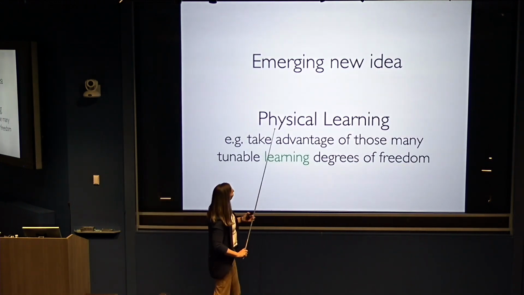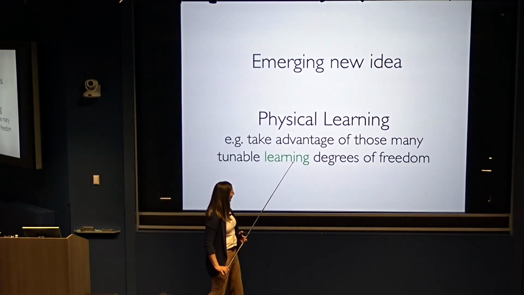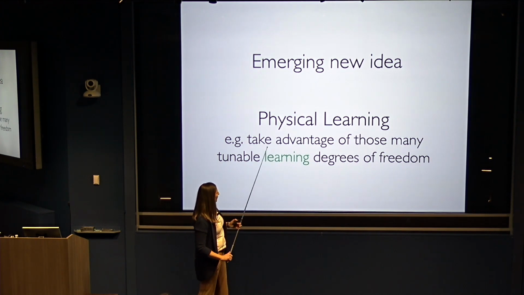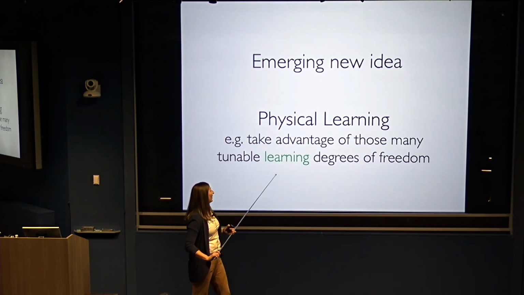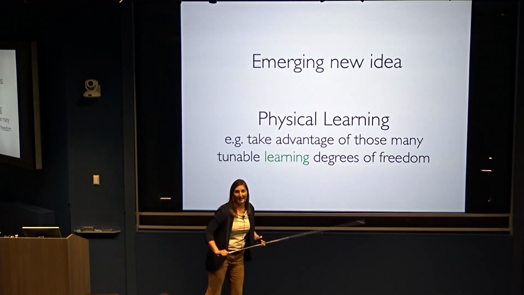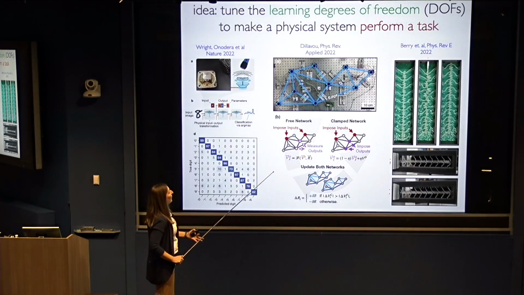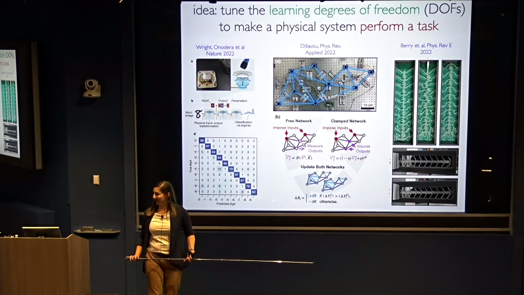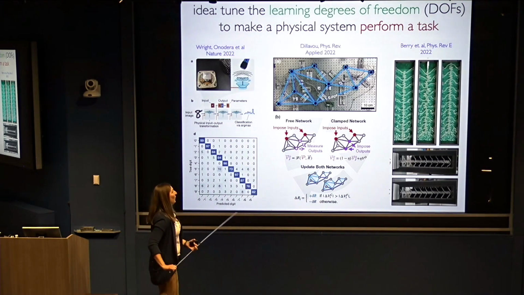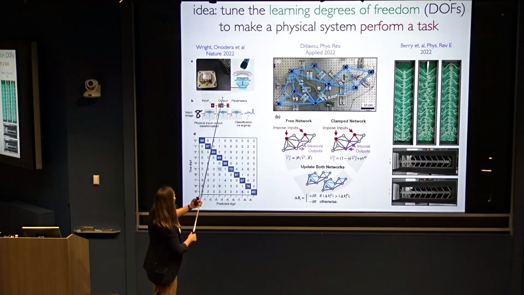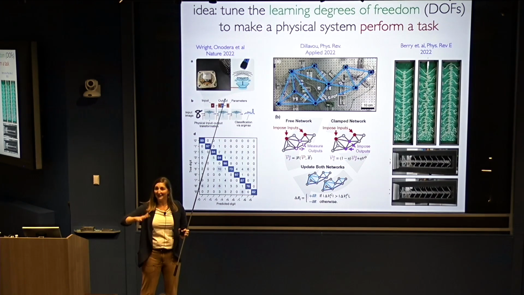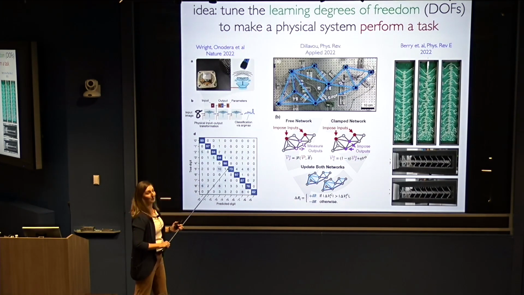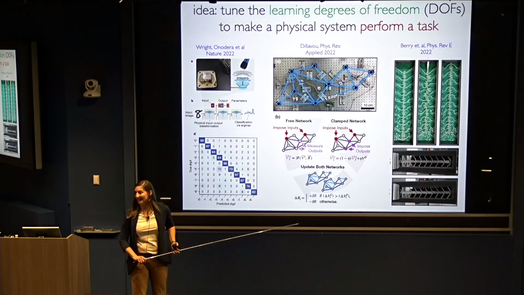Okay, so the idea I'd like to propose for this is the idea of physical learning. And what it means, and I'll explain in a minute, is you take advantage of those many tunable degrees of freedom by thinking about those as variables that you can tune to learn to execute a task. Okay, and I don't know if you've all seen this really cool set of work that's come out in the last year or so, but it's so crazy. This is a picture of a group of people that took a vibrating plate and made the vibrating plate learn to recognize numbers, digits. It did an image recognition task, okay?